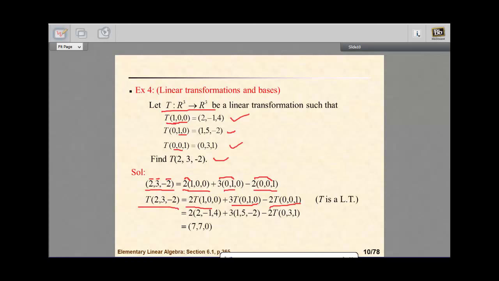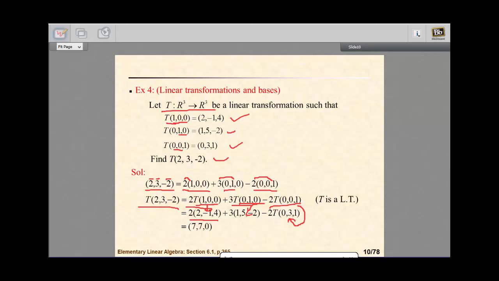That will be equal to 2 into the value of the transformation of (1, 0, 0). It is given inside the question. It will be equal to (2, -1, 4). And what is the value of the transformation of (0, 1, 0)? It is given inside the question. It will be equal to (1, 5, -2). What is the value of the transformation of (0, 0, 1)? It will be equal to (0, 3, 1). So in this way we can find the transformation.